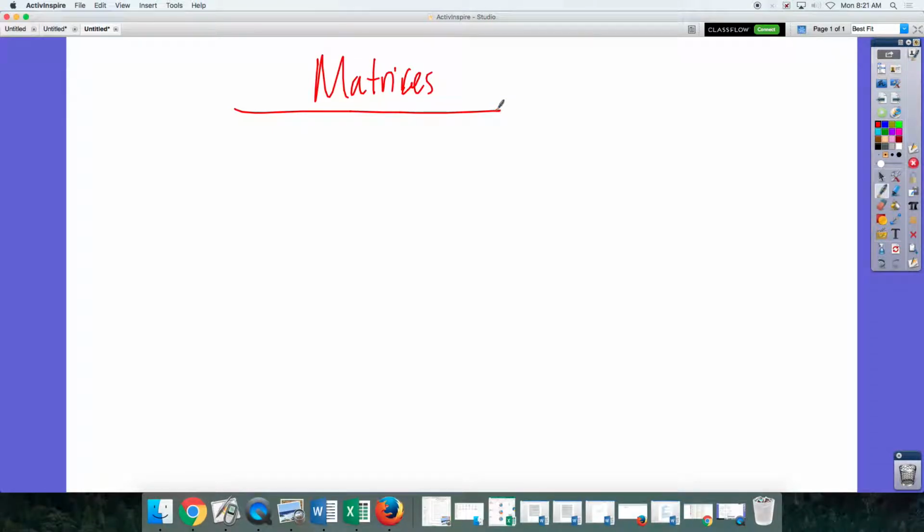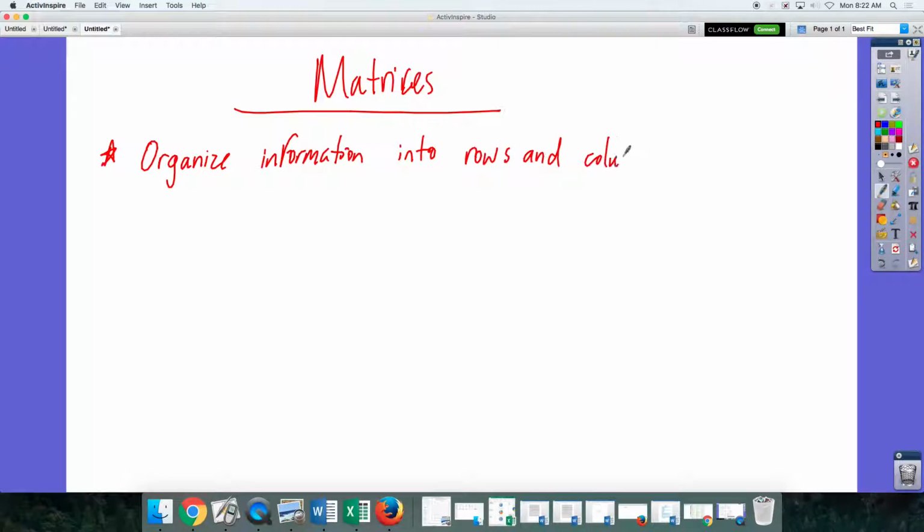Matrix or matrices. Matrix is the singular form. Matrices, that's your plural. A matrix is just a way to organize information into rows and columns. And when we talk about information, we're generally talking about numbers, prices. Like if you own a store and you're looking at how much each individual thing costs, you could organize that into a matrix, into rows and columns.